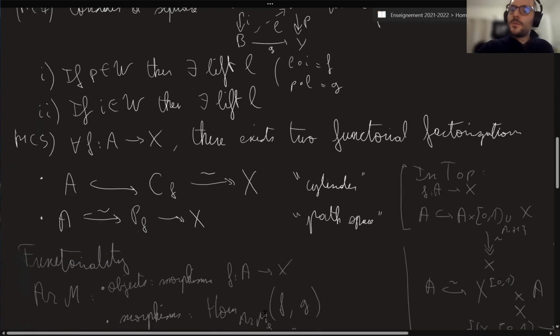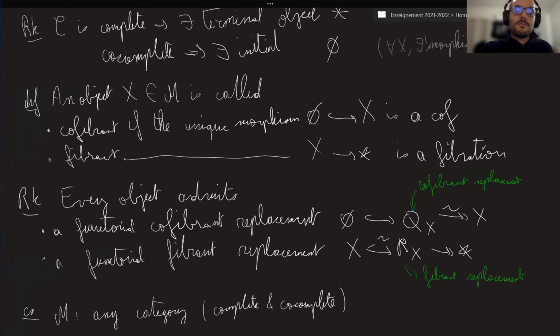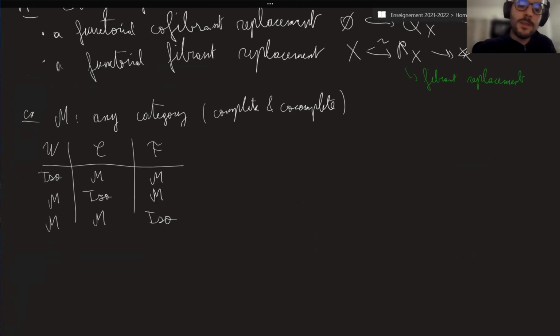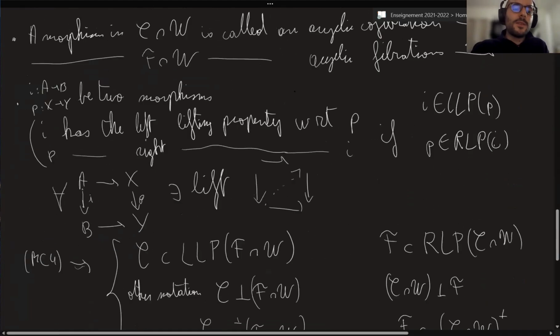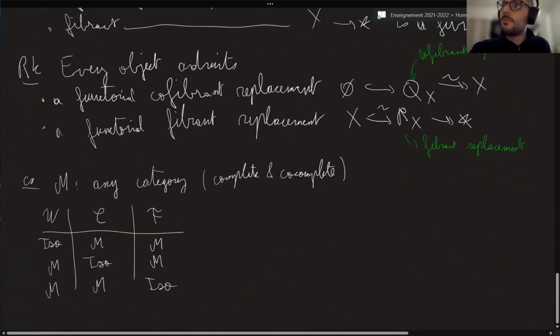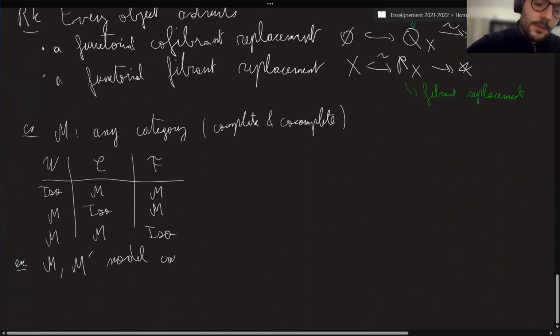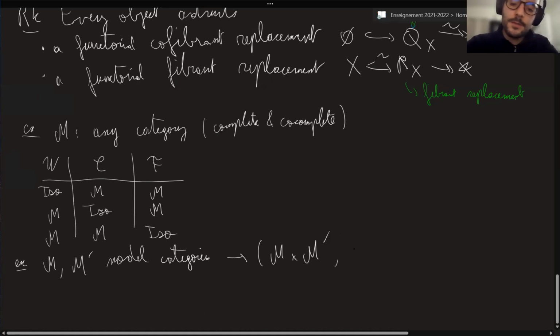So really try to do the small exercise I left, and also try to do it for the other two model structures. It's really interesting to see how it works. Okay, another thing: if M and M prime are model categories, then you can take their product.